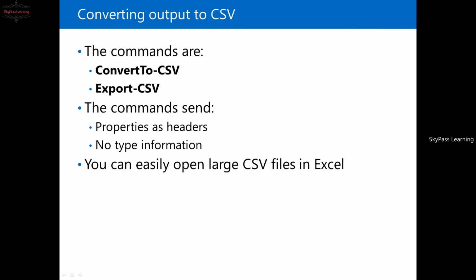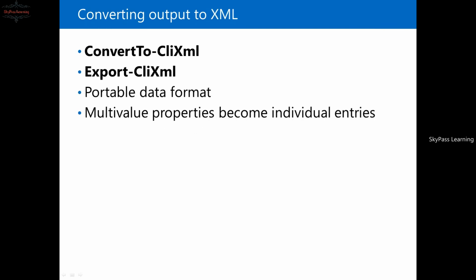We can export to CLIXML, which is another format, sometimes used due to security concerns. I will also show later on for the password hash. You can convert to CLIXML in the same way we use ConvertTo-CSV and ConvertTo-XML, where you just enter a path and then you can utilize that. It's also the same way.